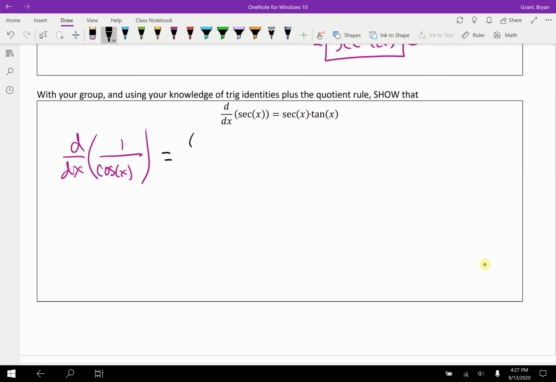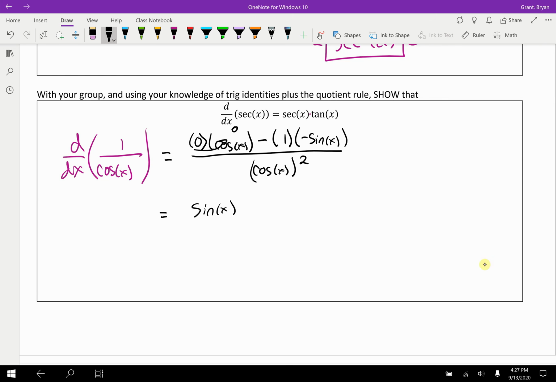Quotient rule wise, derivative of the first, keep the second the same, minus in our quotient rule, keep the first the same, derivative of the second, which, let's see, derivative of cosine, oh, that's negative sine of x, looks okay, all divided by cosine of x squared. Okay, let's go ahead and clean this up a little bit. Of course, our first part goes to 0. That's nice. 2 negatives becomes a positive.